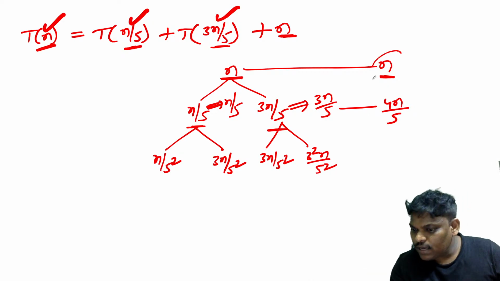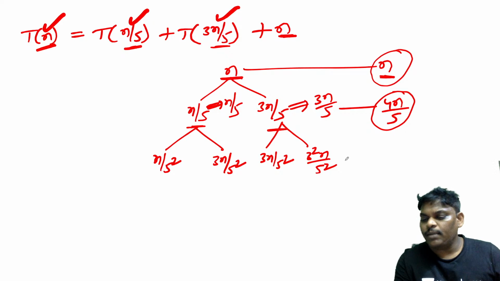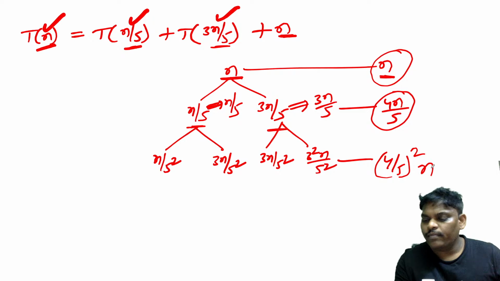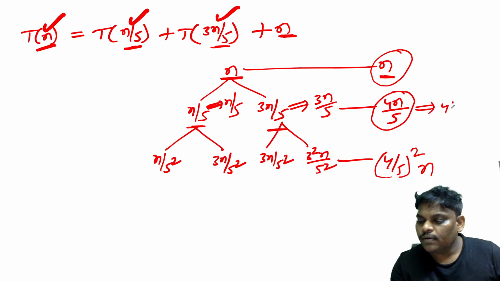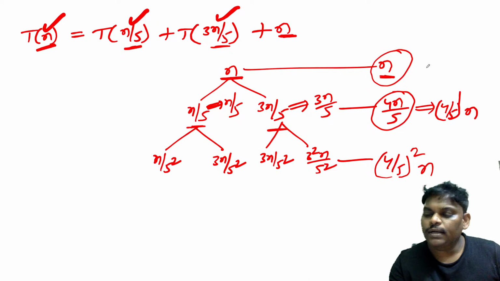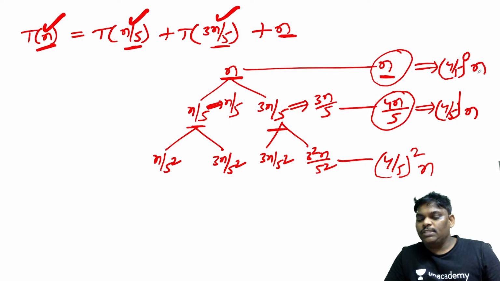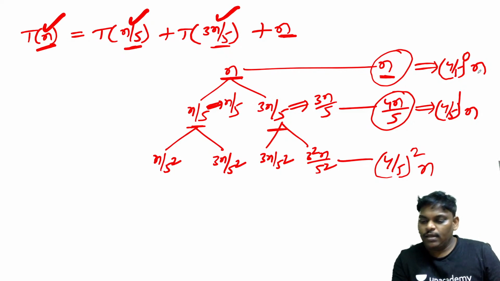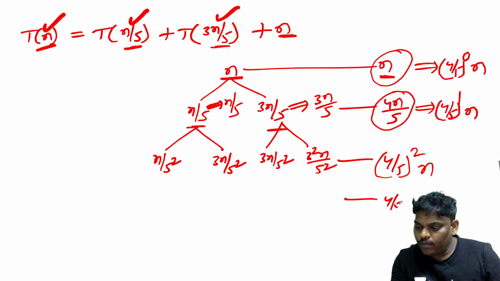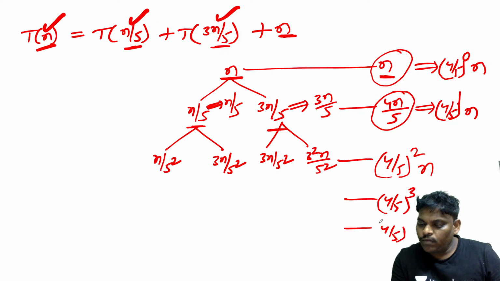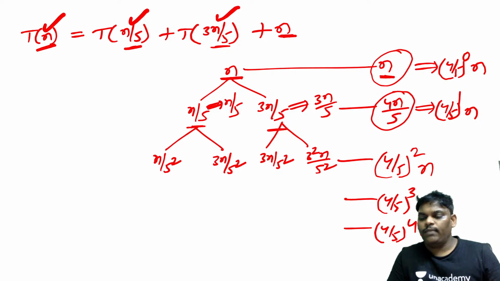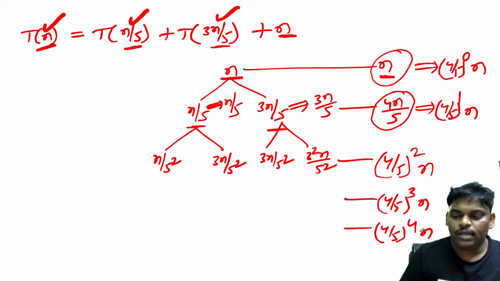Whenever the first level and second level differ, it means a series is coming. If you want, you can verify it goes to 4 by 5 whole square n. It is 4 by 5 to the power 1 n, 4 by 5 to the power 0 n. It became 4 by 5 whole cube n, then 4 by 5 to the power 4 n. Just verify.